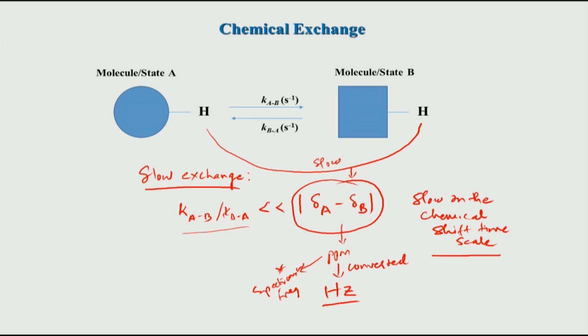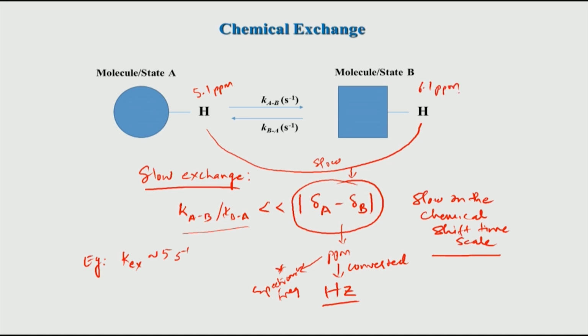For example, let us take an example. Suppose the exchange rate, I will call it K exchange, which sometimes is the sum of these two, is 5 per second. That means the molecule jumps between A to B 5 times in a second, and let us say the chemical shift between the two peaks is 5.1 ppm and 6.1 ppm.